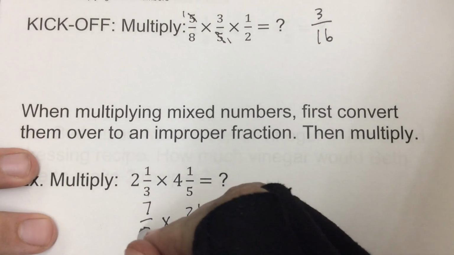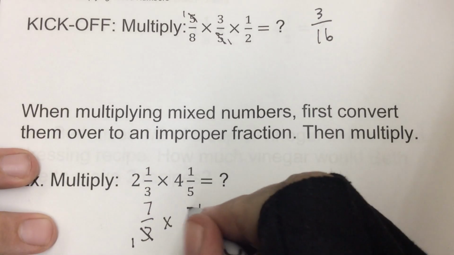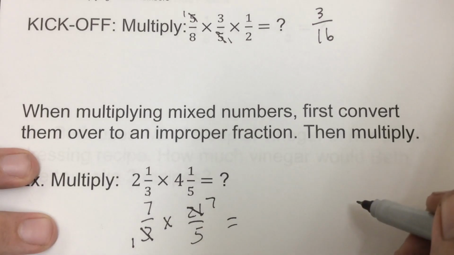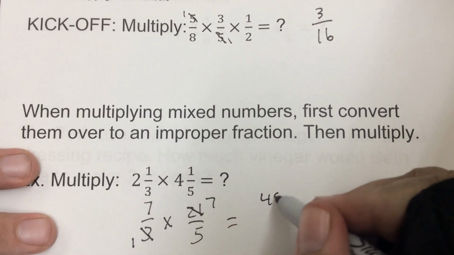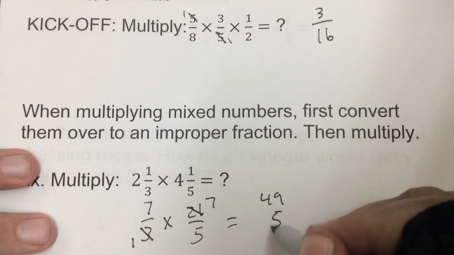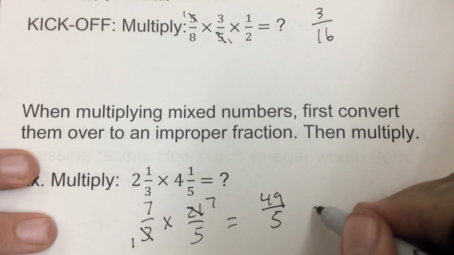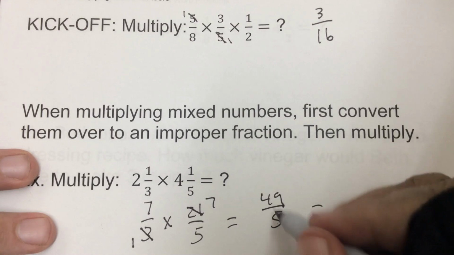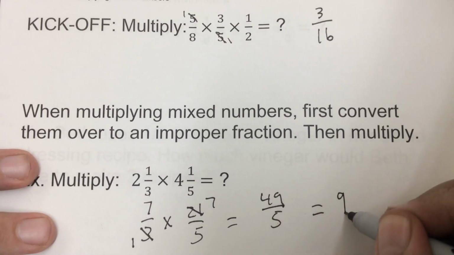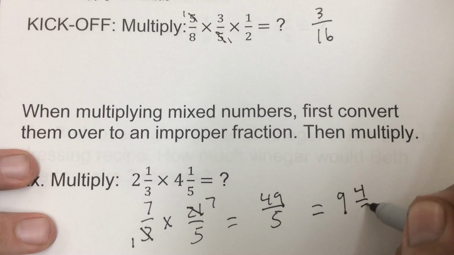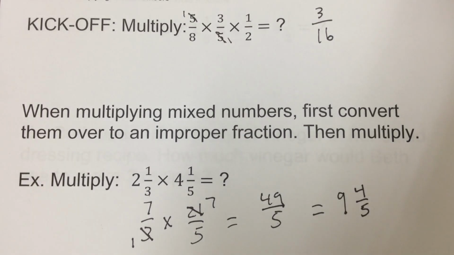Now from here we'd multiply, but before I'm going to cancel, so this can become a 1, this can become a 7. So 7 and 7 is 49. 1 times 5 is 5. Now, we don't leave it as an improper fraction. We're going to make it a mixed number back again. So 5 will go into 49 9 times. And we have 4 left over. So 9 4/5.